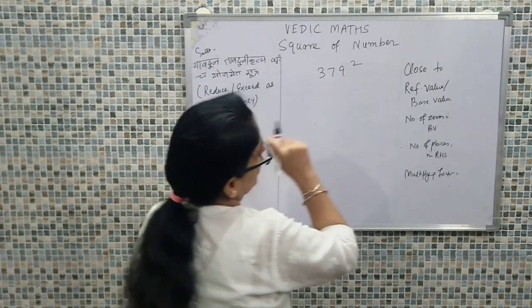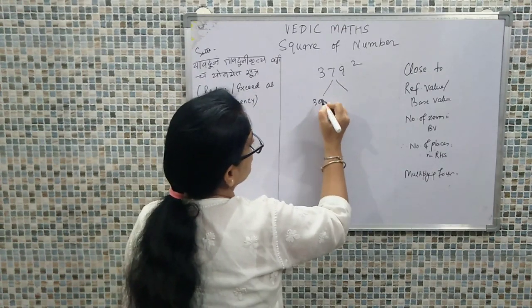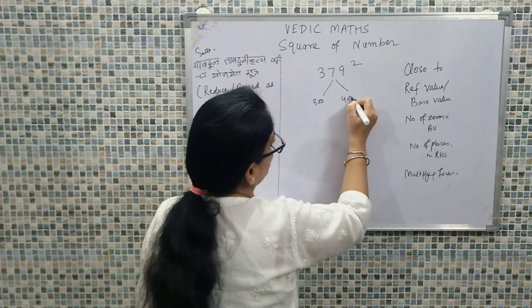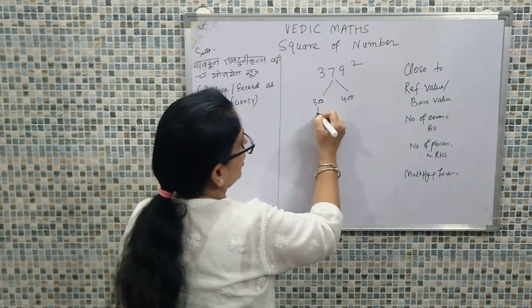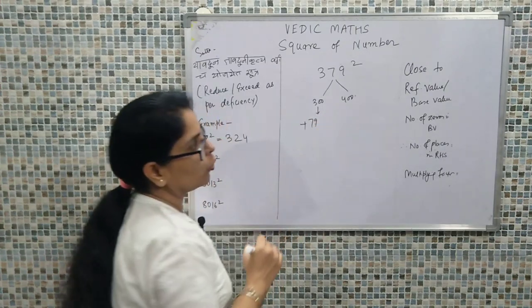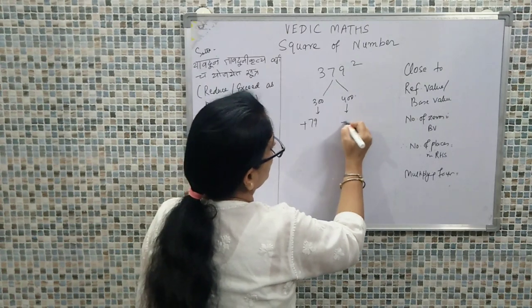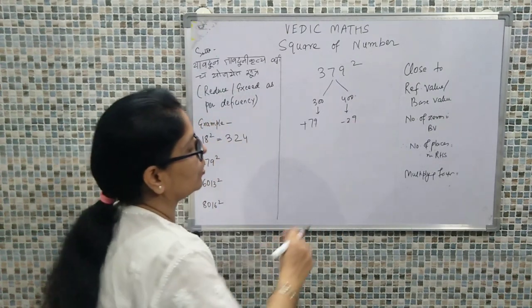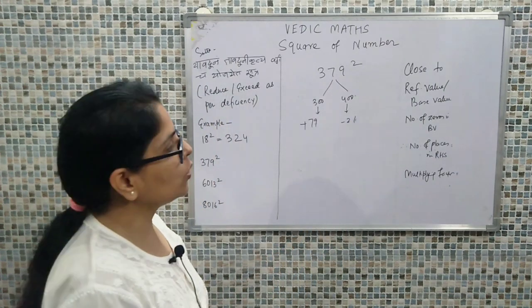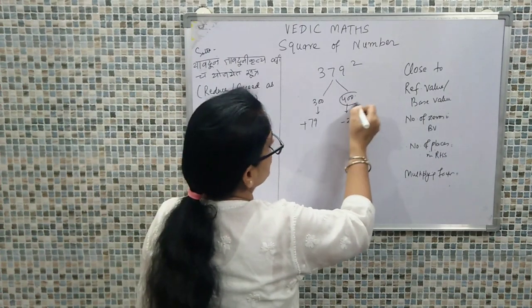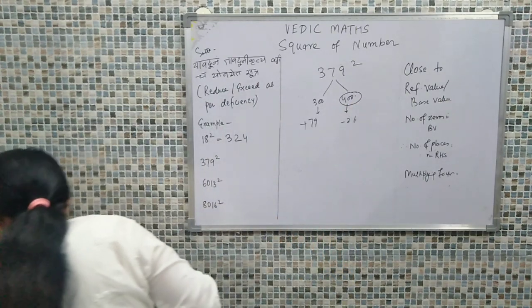As we can look at the number, we have two possibilities. This number can be considered close to either 300 or 400. The simple logic is, when we compare it with 300, it is 79 more, and when we compare it with 400, it is 21 deficient. So what is the closest value? The closest value is 400. So we will be taking the reference value of 400.